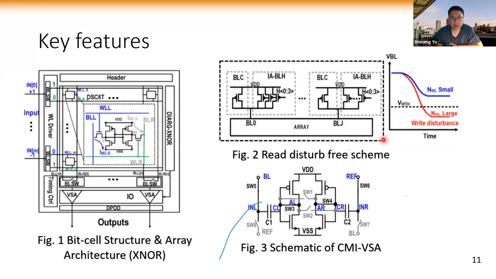Another innovation is that for the word line, we have to lower the voltage, otherwise it will disturb the data. So here we lower the word line voltage, and therefore the bitline decay can be suppressed. And then the sensor design here uses an offset cancellation scheme to deal with the process variation. I will skip the details of the circuit implementations.